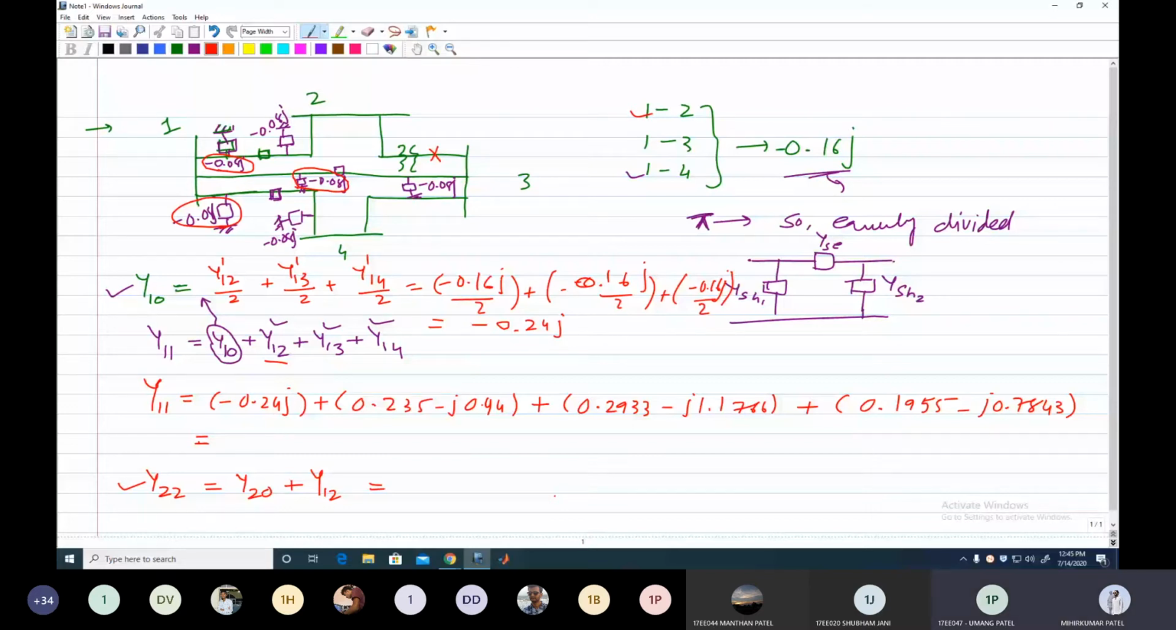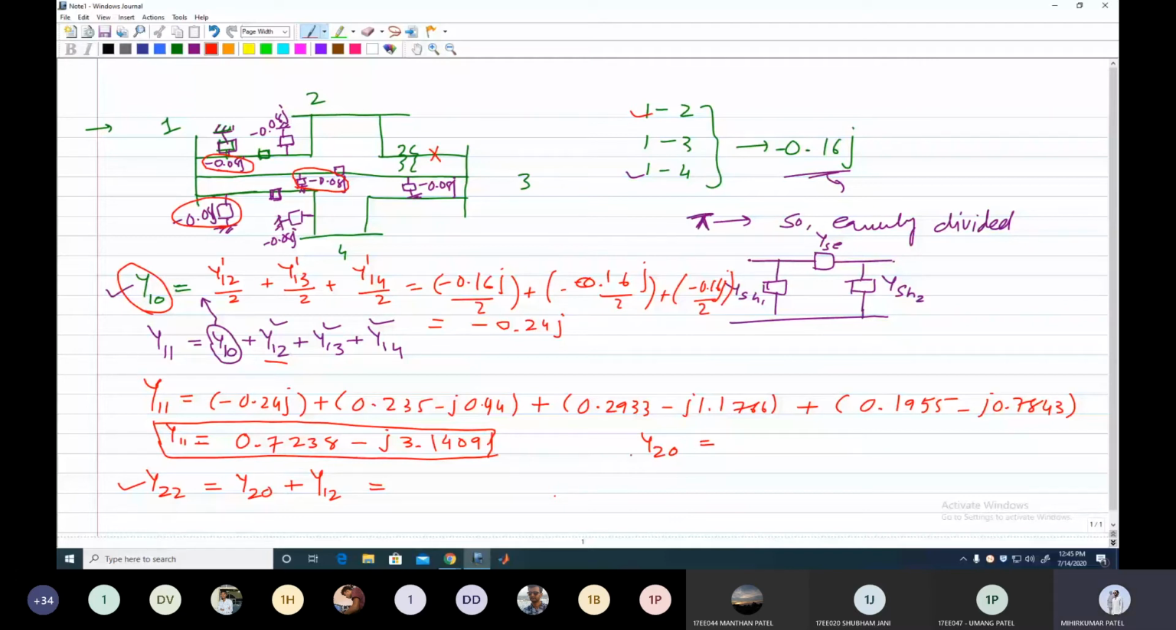Sir, 0.725. Yes, very good. It is 0.723 minus j 3.14. Yes, very good, nice. So this is your final answer for diagonal element 1, that means y11. Yes, now as we have already calculated the value of y10, similarly we have to calculate the value of y20. Now who will give the answer for the value of y20?